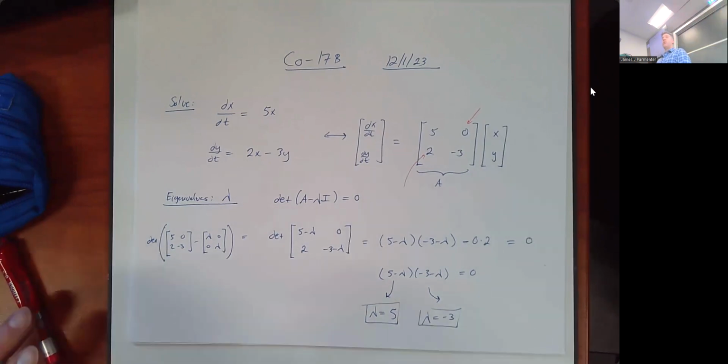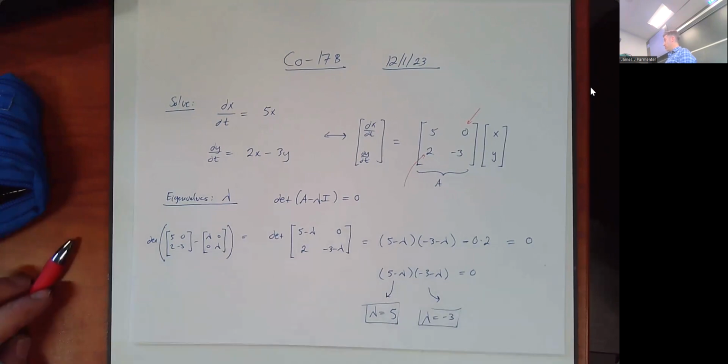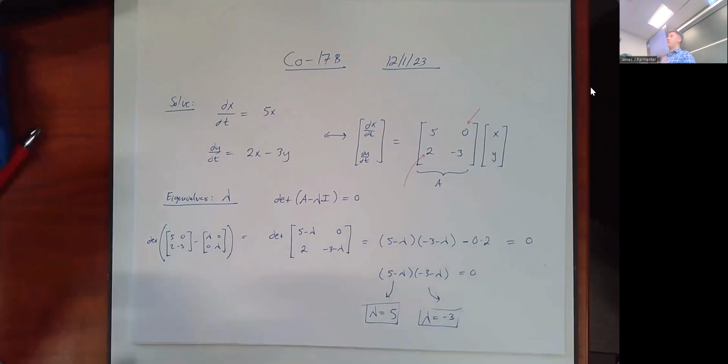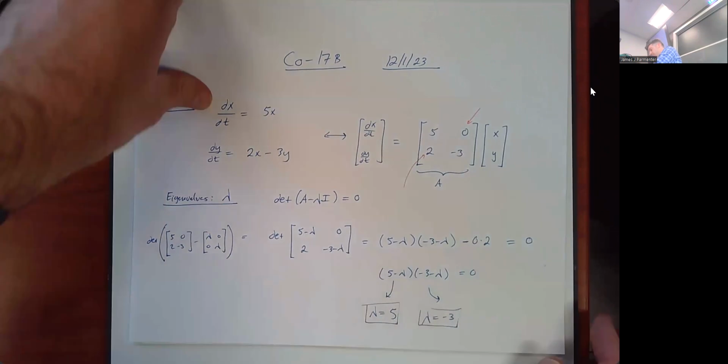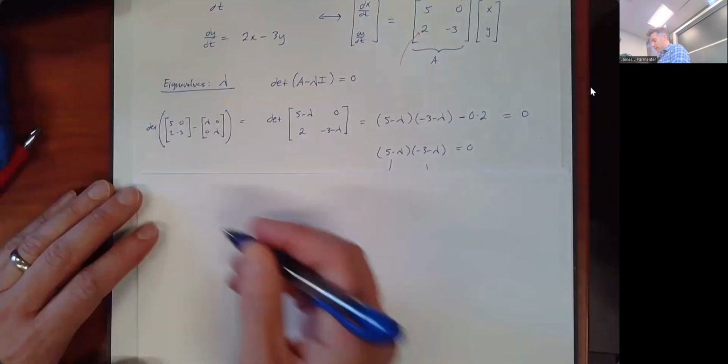We found the eigenvalues, now we have to find the eigenvectors. Each eigenvalue gets an eigenvector. So let's find them. Let's start with lambda equal to 5.